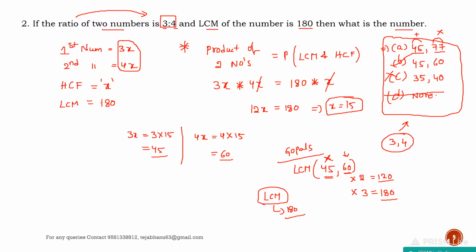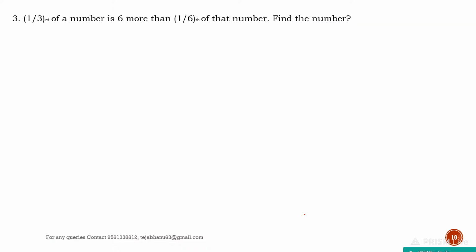Now, third question. 1/3 of a number is 6 more than 1/6 of the number. Find that number. Let us think the number is x, or a or b, whatever it might be. Now, 1/3 of x is 6 more than 1/6 of the number. That is, plus 6 is equal to 1/6.